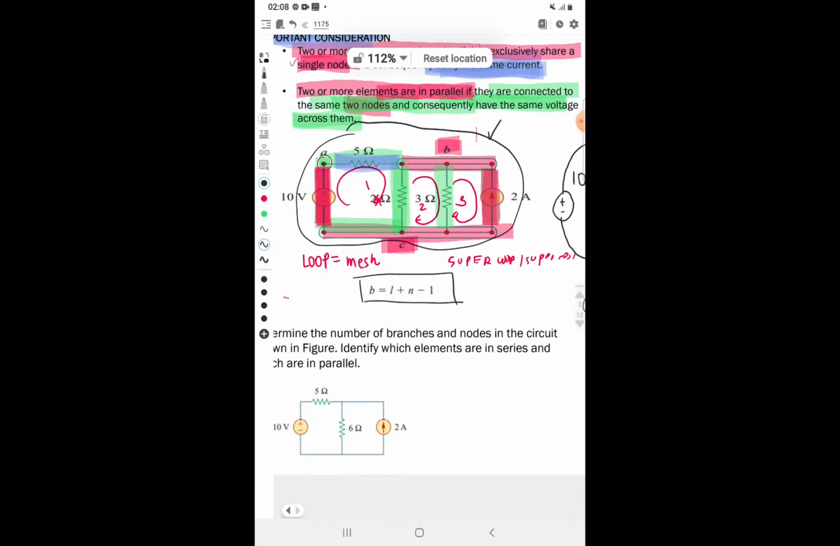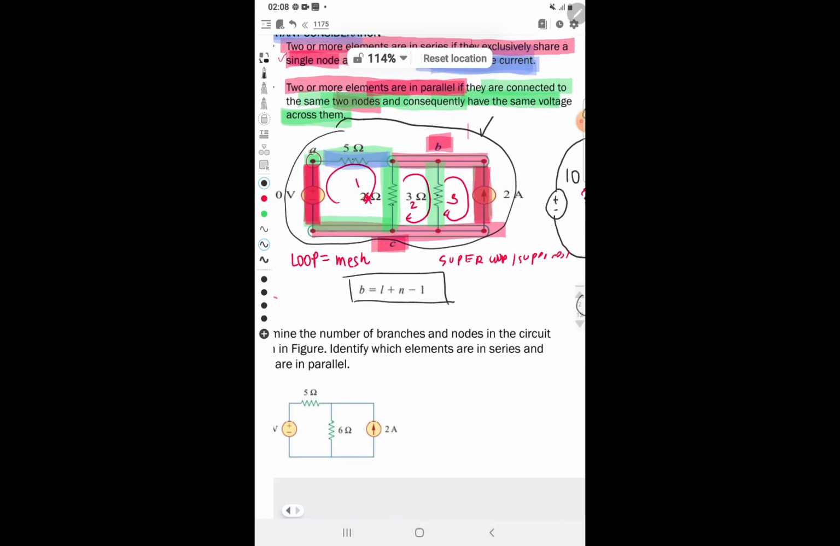So, there are how many branches that we can see? We have 1, 2, 3, 4, 5. Okay, so there are 5 branches because there are 5 elements. So branch, we have 5. Technically, pwede na natin makita yung loop kasi may tatlo. Let's see kung ilan yung pinapakita niyang node if you would use this formula.